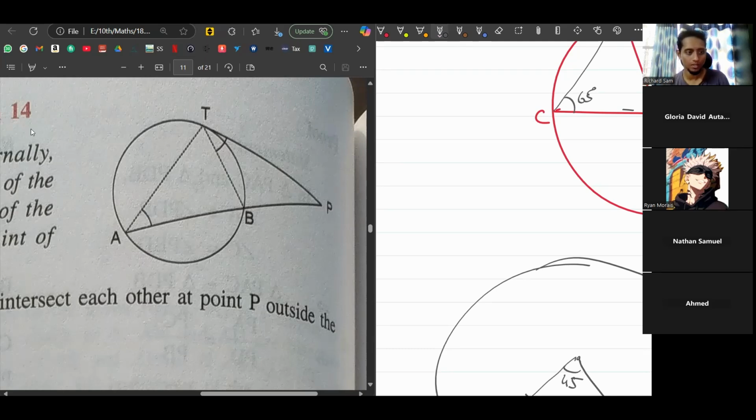What if there was another secant like this, say CD? So now what is that property? PA into PB will be equal to what? PD into PC. All right, so these are all the theorems from this chapter.